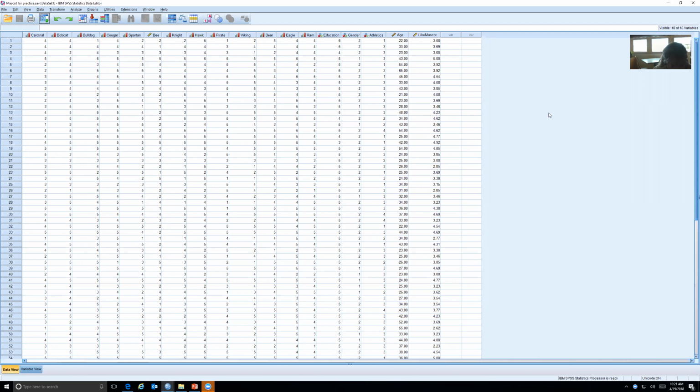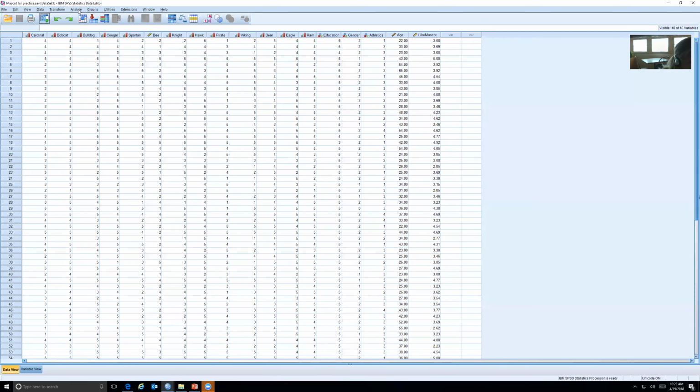Okay, let's do a quick exercise with Cronbach alpha, and we'll use our mascot data set. I have created over here this overall construct of liking mascots. That's what I called it, because the higher the score, the more people seem to like mascots. And I averaged all of my mascots into this construct right here.